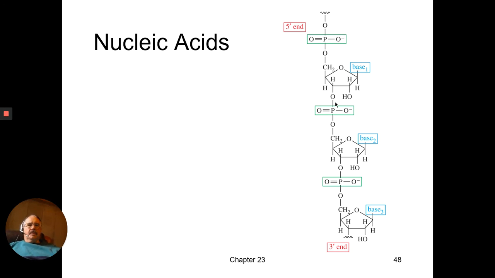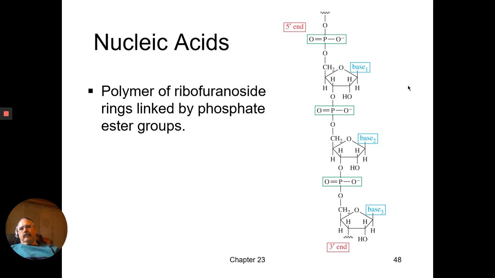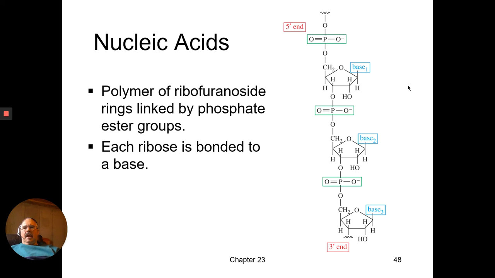Okay, next we'll turn to nucleic acids. Nucleic acids are polymers of ribofuranoside rings that are linked by phosphate ester groups, also called phosphodiester groups. Each of the ribose units is bonded to a base. There are 4 bases in DNA and 4 in RNA.